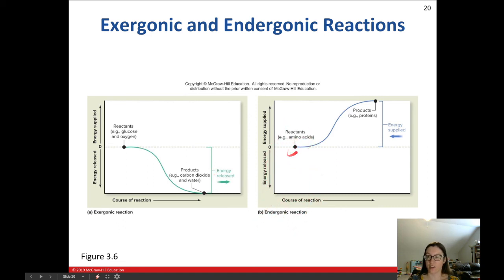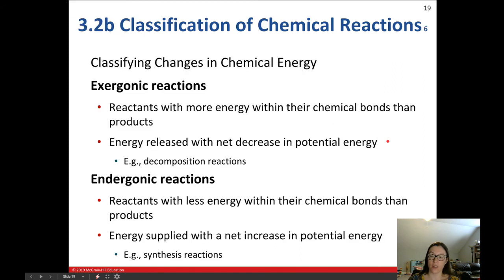This endergonic reaction, we have the reactants have less potential energy within their bonds, and the products have more potential energy within their bonds. So the energy had to come from somewhere, so we have to supply that energy, usually in the form of ATP, in order for this reaction to go. And usually these are going to be synthesis reactions.